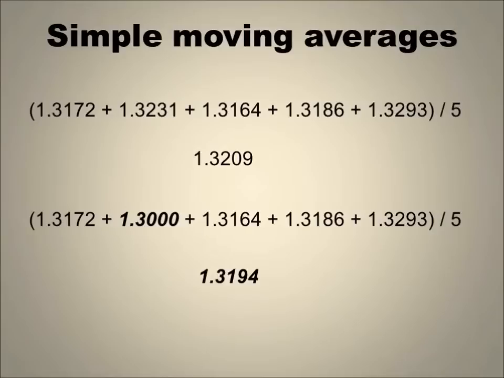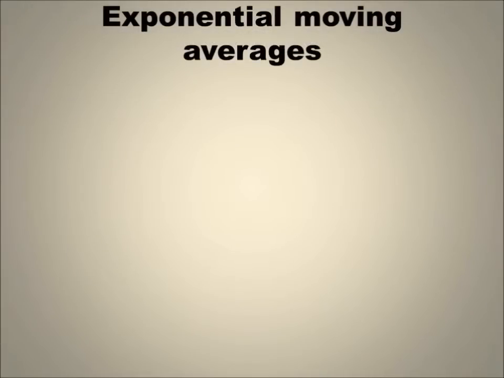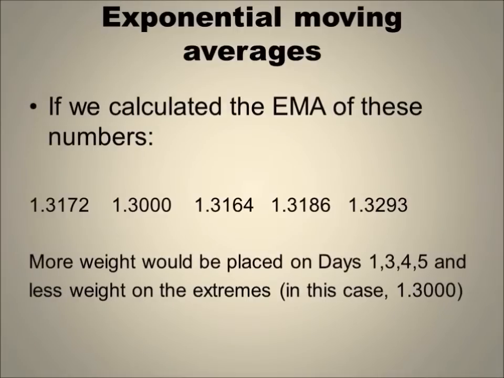So what we need is a moving average that is not so sensitive and puts weight on the mean numbers instead of putting the same amount of weight on the absolute. And that's where exponential moving averages come in. So we can calculate the EMA with these numbers. However, there's a mathematical formula that can help us read the moving averages properly by putting more weight on the mean numbers and less weight on the absolute.